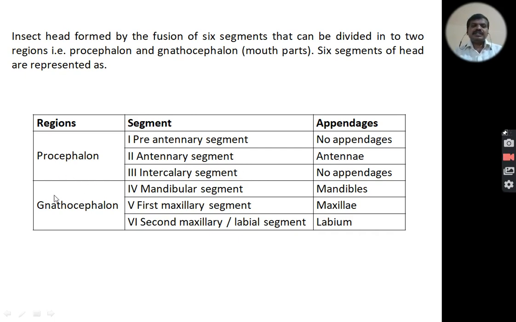The next region, the second region, is called gnathocephalon. Gnathocephalon is also made up of 3 segments and bears the mouth parts. The first is the mandibular segment, which constitutes the mandibles, the grinding structures. The second segment is the first maxillary segment, having the maxilla, the mouth parts. The third is the second maxillary segment, or the labial segment.